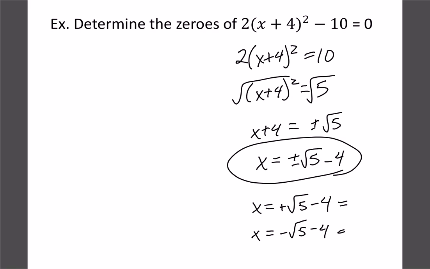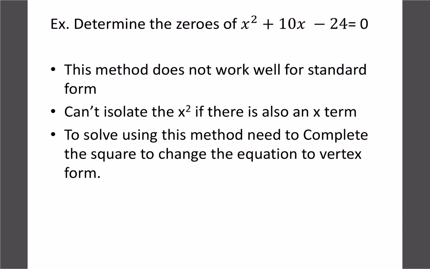If you were to do these on your calculator, as a graphing method, you would get those same decimals. So you'd get root 5 minus 4, which gives us negative 1.76. And if we do negative root 5 minus 4, that gives us negative 6.24 approximately. So those would be the decimal answers if you did it by graphing. But it's easier to leave it as plus or minus square root 5 minus 4. That'll give you the exact answer.